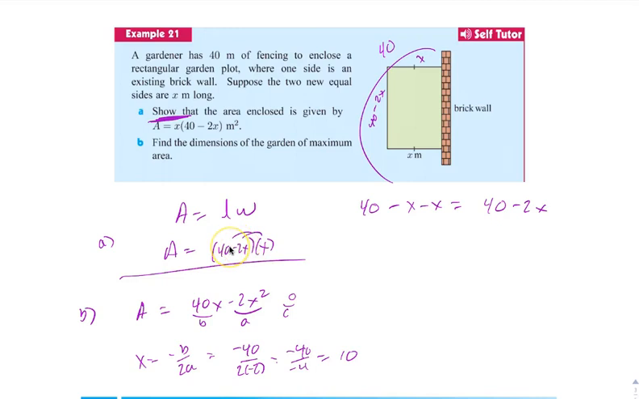So x is 10, and I should say my width is 10, and that makes my length, what's that, 40 minus 2 times 10? So 40 minus 20, so just 20. So my dimensions are 10 by 20. Now if I were to plug this back into the equation, I would actually find the max value, or my max area.